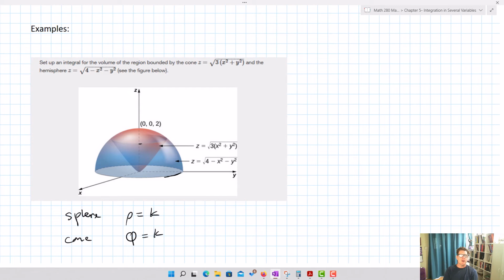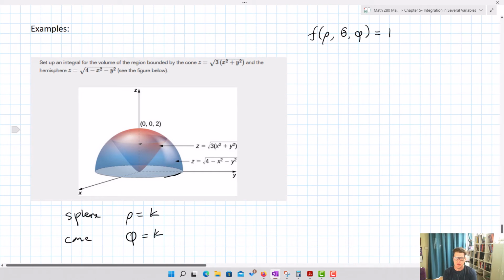Okay, so we want to find the volume of the region bounded by the cone. So that means f of rho theta phi is going to equal 1, because we're finding a volume, so the volume is just the triple integral.